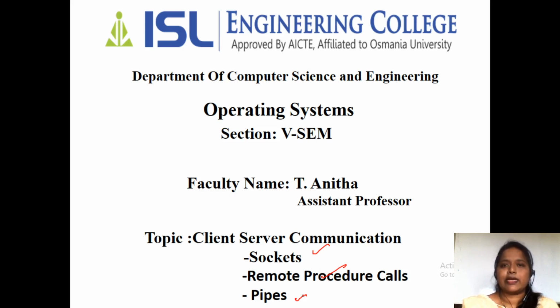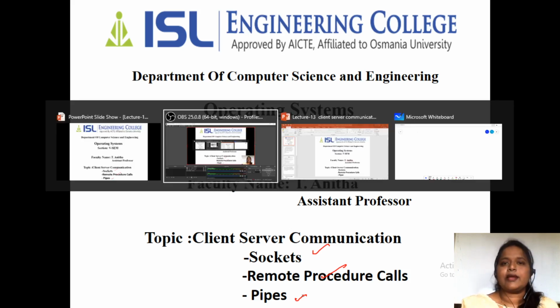When it comes to the named pipe, it is itself a two-way communication. Both the client and the server can communicate parallelly, so we need not employ two pipes. In a single pipe, we have communication between the client and the server. So this is how a client and a server communicate with each other.